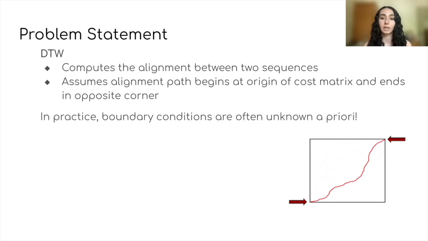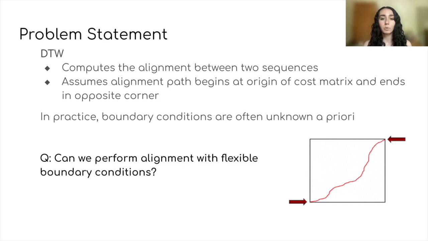We can imagine aligning a studio recording of a piece with a live concert recording that has periods of applause or silence in the beginning or the end, but that just simply doesn't respect the assumptions of DTW. So our question is, can we perform alignment with flexible boundary conditions to eliminate these assumptions?